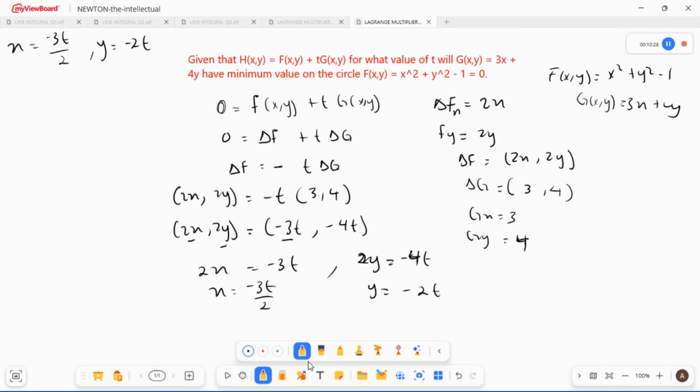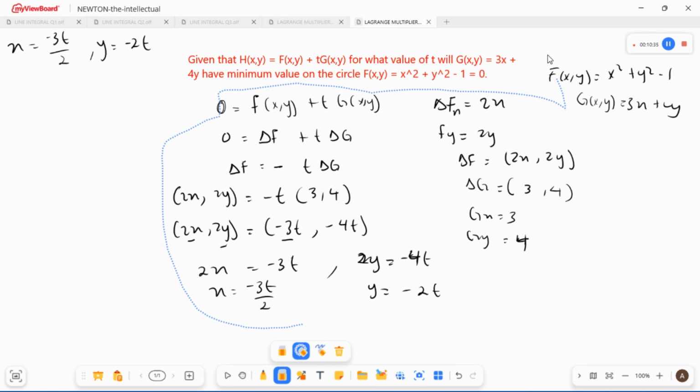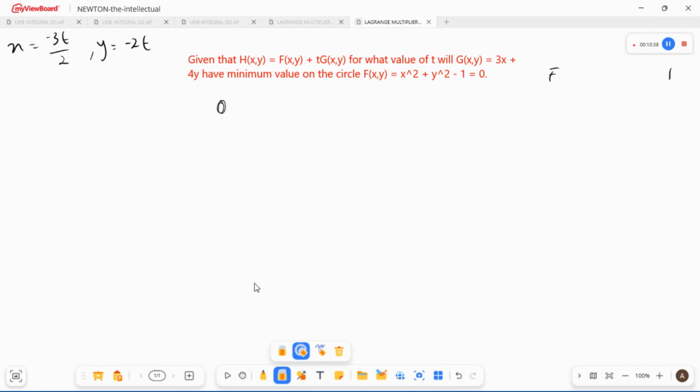So I'm going to clean this off. So this is basically what we need. We just need those values. So now that we have this, we can now solve. We have what x is and what y is. So now how do we solve this?